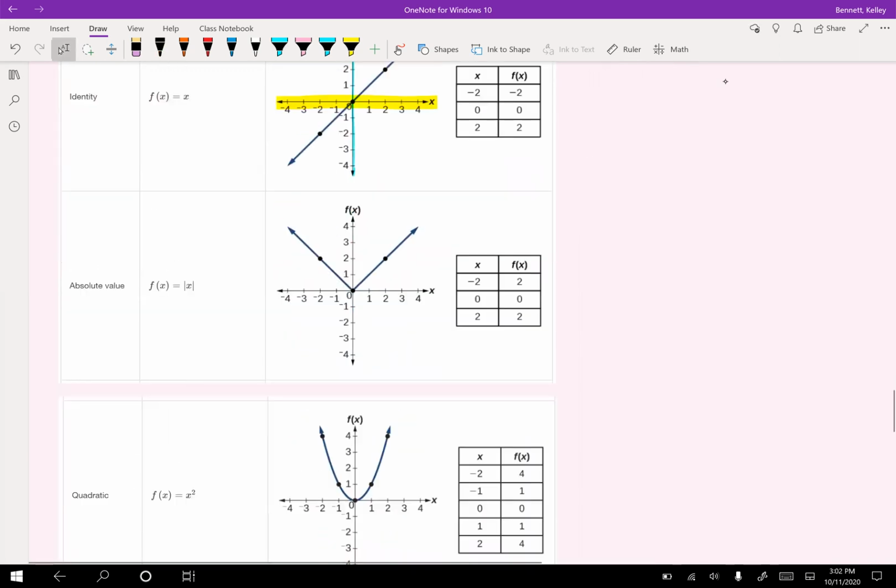Next, we have the absolute value. So we can see here that the domain is going to be all real numbers again, but in this case, the only possible outputs are 0 or higher. So the range is going to be all non-negatives. The domain is going to be all real numbers.